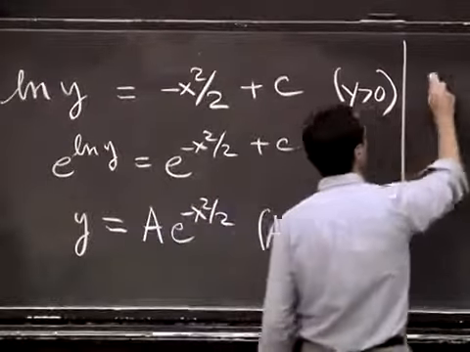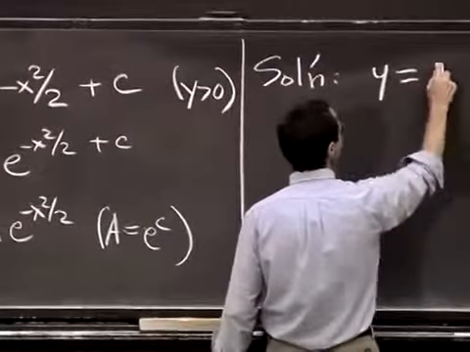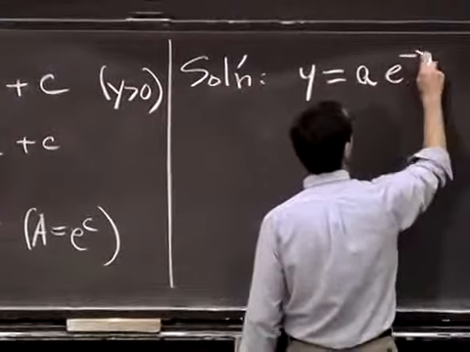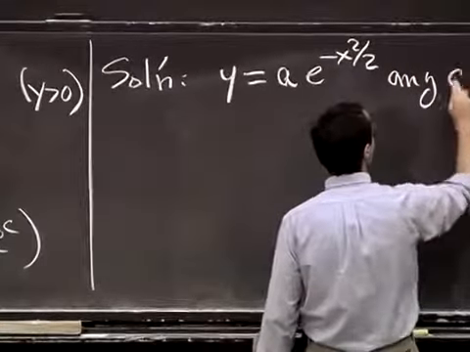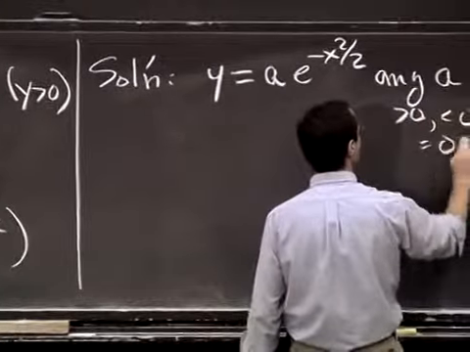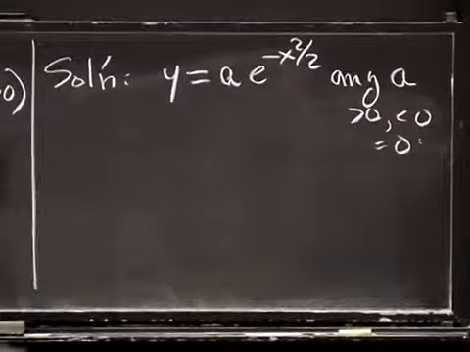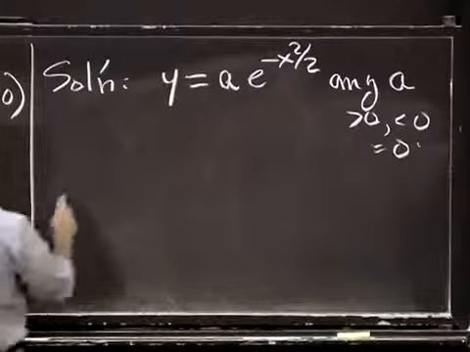Really, the solution is y is equal to any multiple of e to the minus x squared over 2, any constant a positive, negative, or 0. Any constant will do. And we should double check that to make sure.